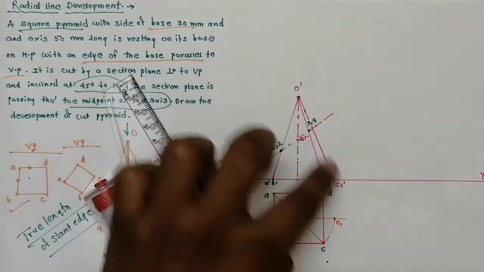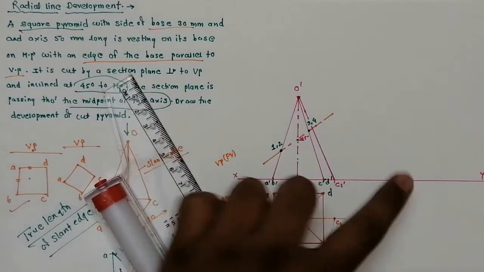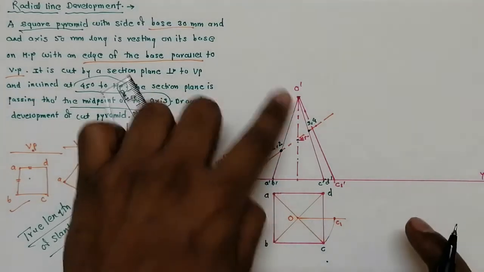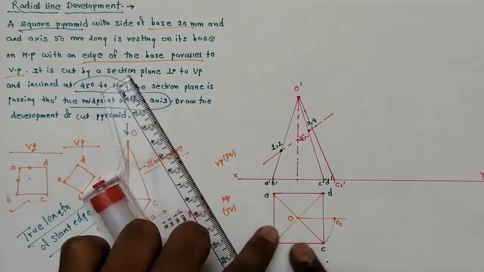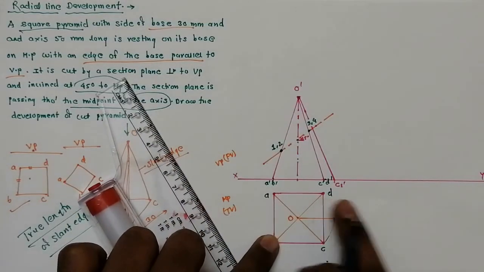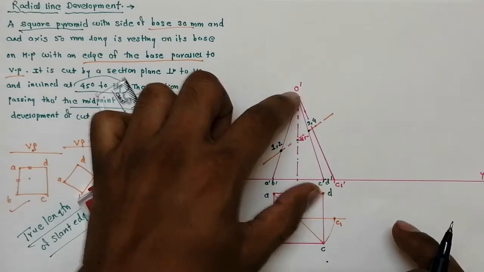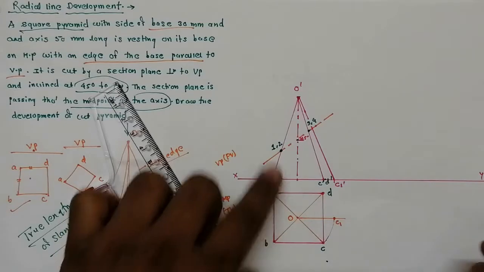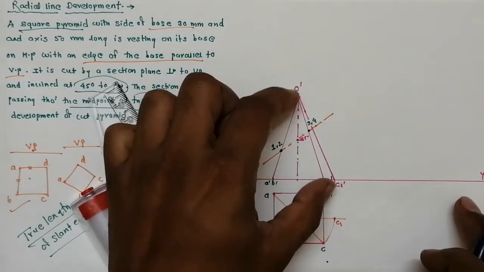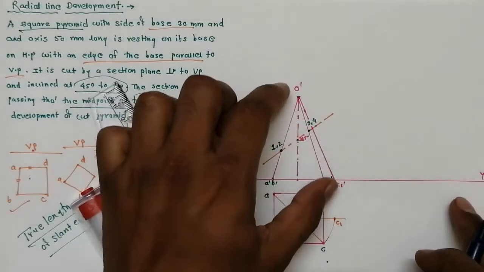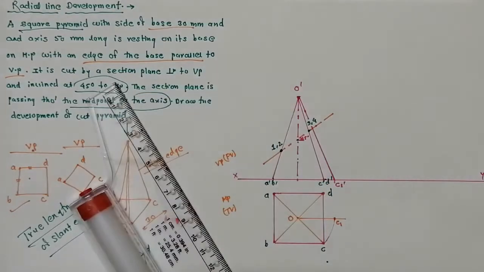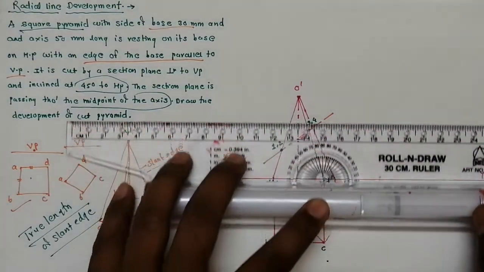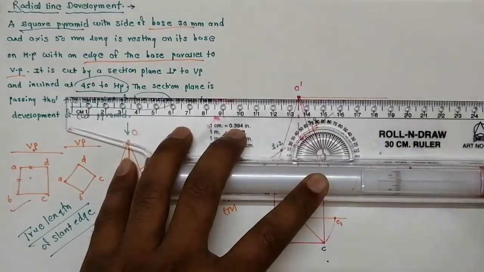Why? Because OC1 in the top view is parallel to XY, and the line which is parallel to XY in the top view, that line only represents the true length in the front view. So OC is not parallel, OD is not parallel, so initially it does not represent the true length, but now we have rotated that OC and made it parallel to XY, and we got the new slant edge O dash C1 dash, which represents the true length in the front view. Now the next thing is to draw the development. So you take the parallel line from O dash.